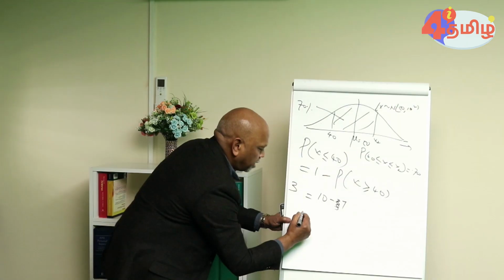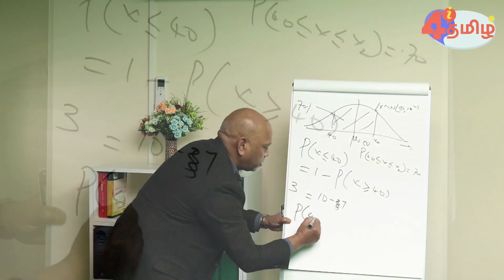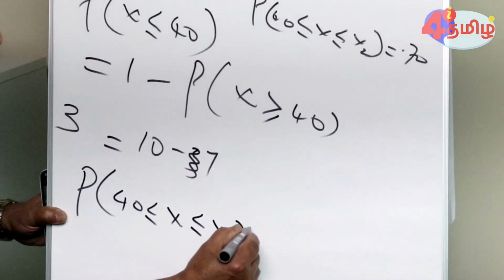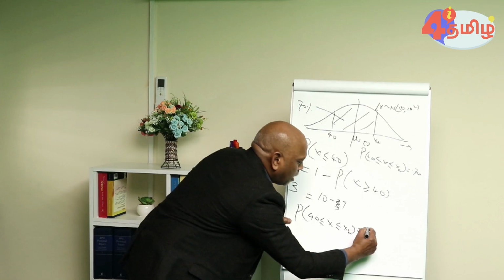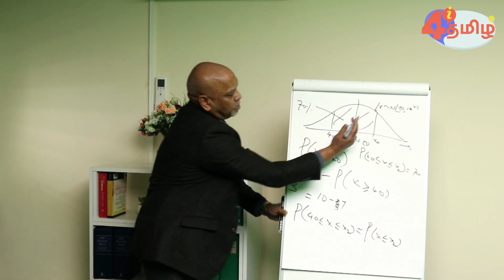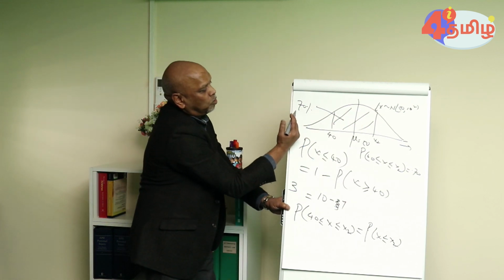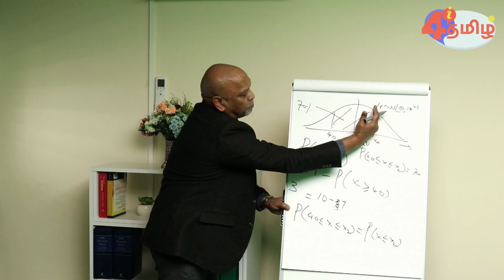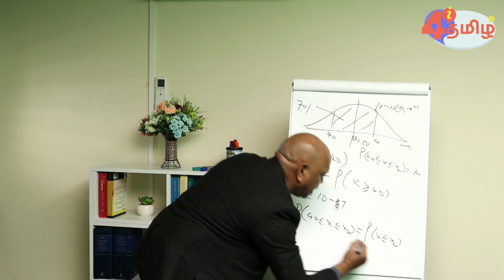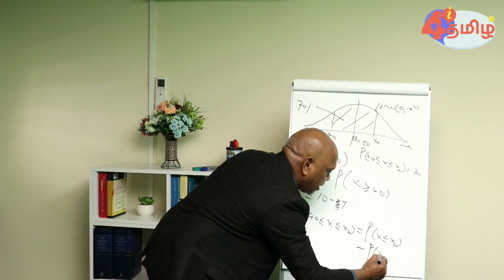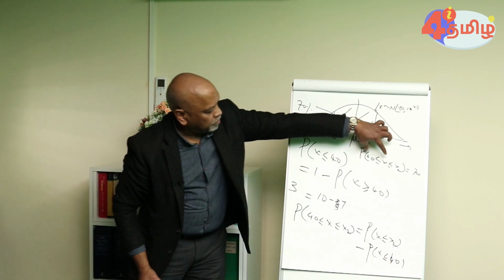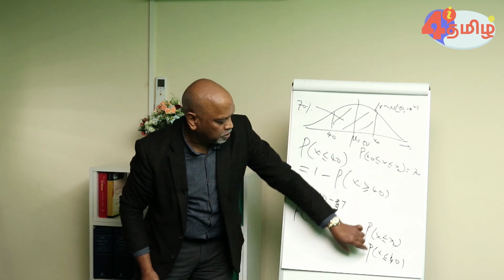So I can write that P(40 less than x less than or equal to x2) equals P(x less than or equal to x2), that is this side of the whole thing. But I don't want that, I want this bit. So if I write the whole thing and then take away this bit, I end up with this. That is minus P(x less than or equal to 40). Now, this is a combined format, so I split it into two different formats.